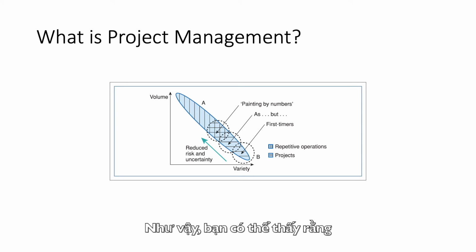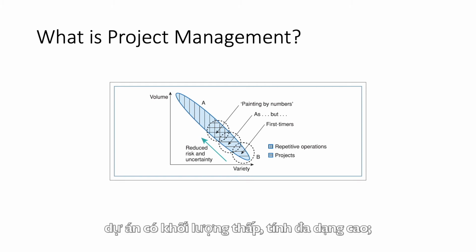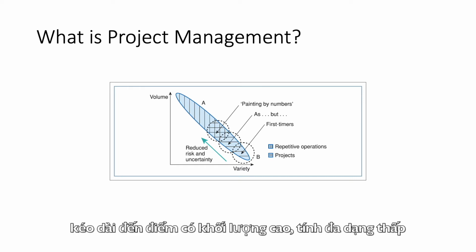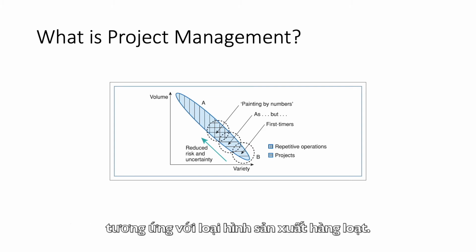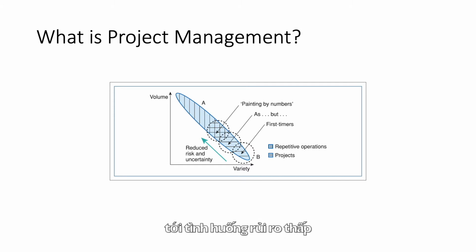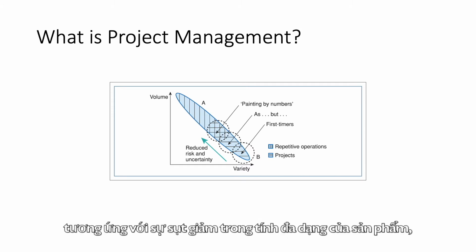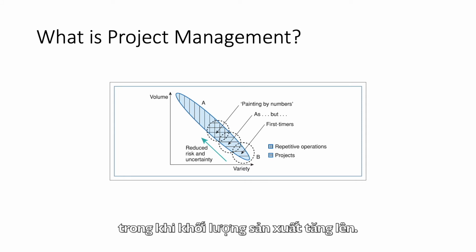So in this case, you can see that we have an elongated ellipse that describes the domain of project management, and up to the top, production. Projects going from high variety, low volume, all the way up to low variety, high volume for repetitive operations. As we're showing with the arrow, we go from a very high risk situation to a very low risk situation as we move from high variety down to low variety. Also low volume to high volume.